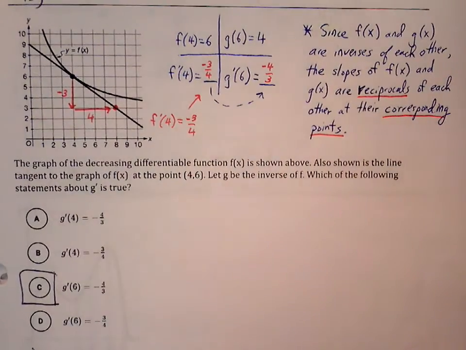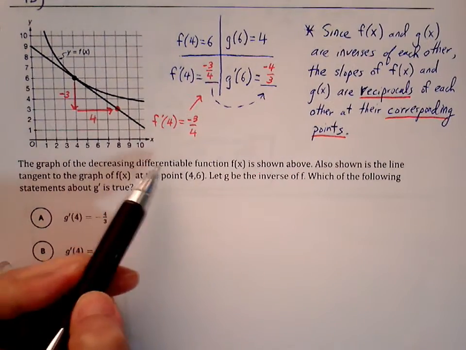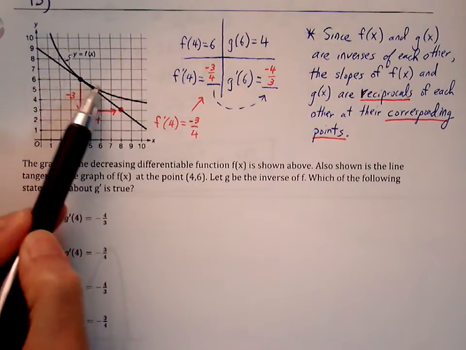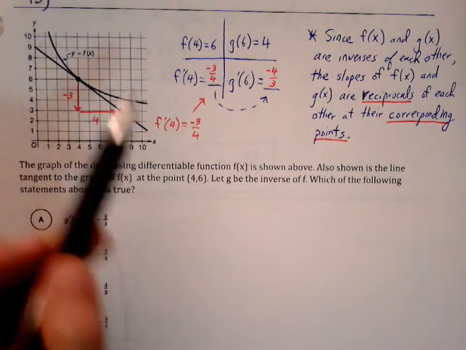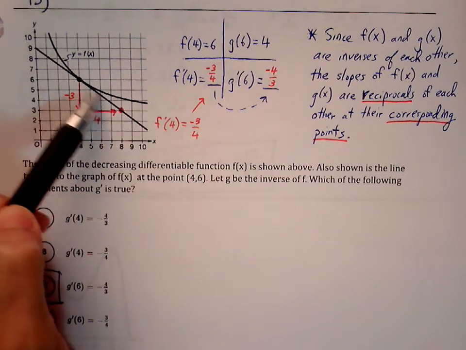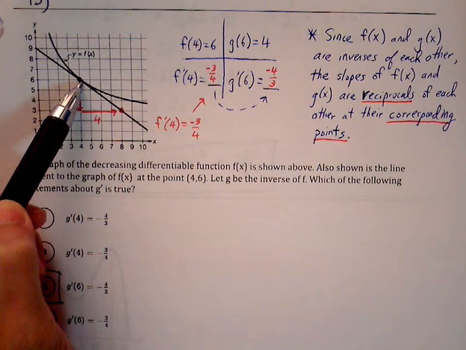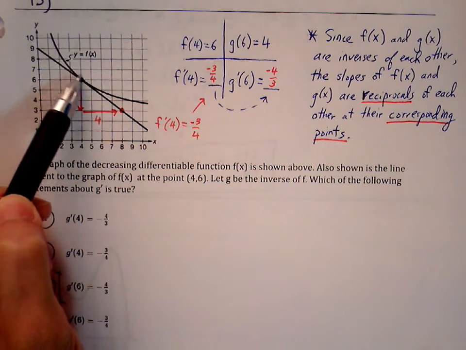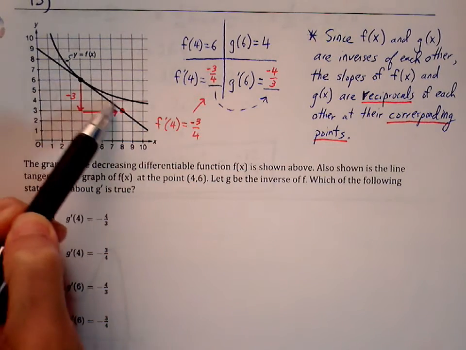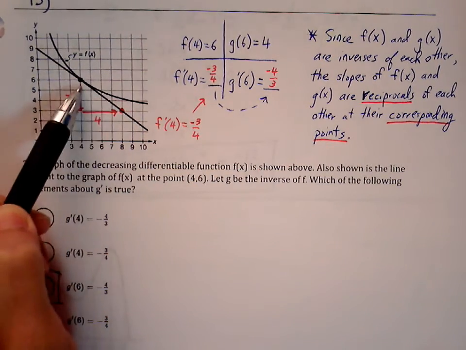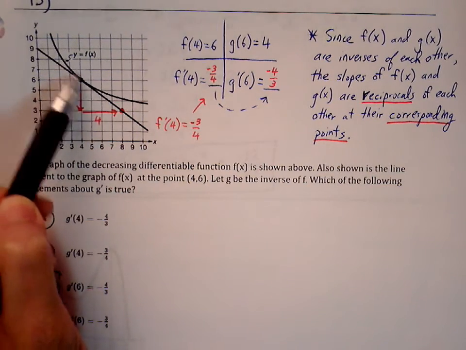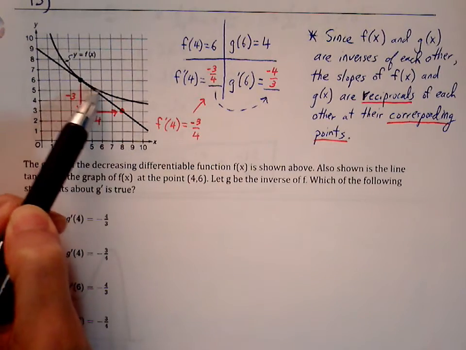All right, number 15, the graph of the decreasing differentiable function, again, smooth curve, f of x is shown, so f of x is shown with this curve here. Also shown is the line tangent to the graph of f at 0.46. So this line is tangent to the graph at this point. Now what that tells us is that the slope of the curve at this point is going to be the same as the slope of this tangent line. Okay, so that's the definition of tangent line, is that this tangent line is going to share the same slope as whatever that slope of that curve is at that point.